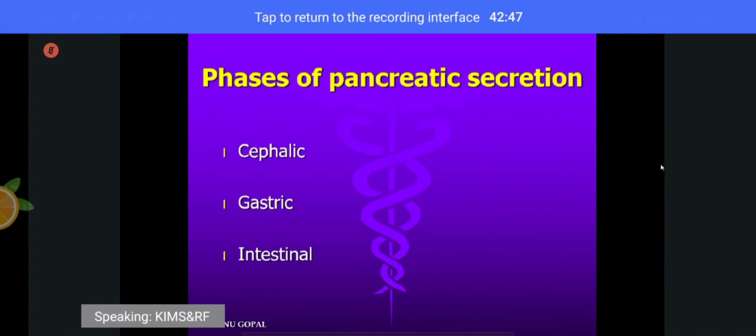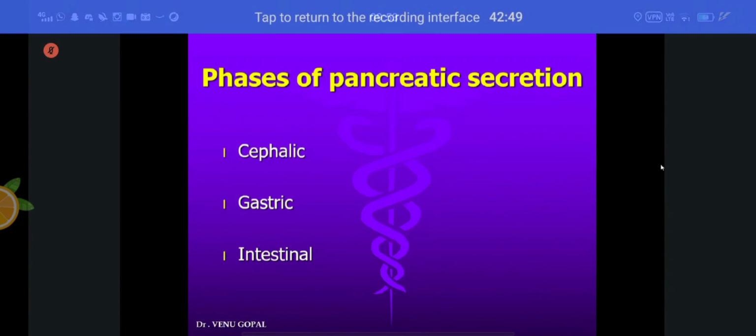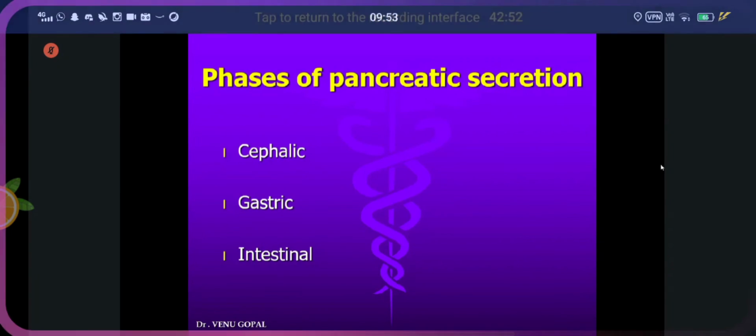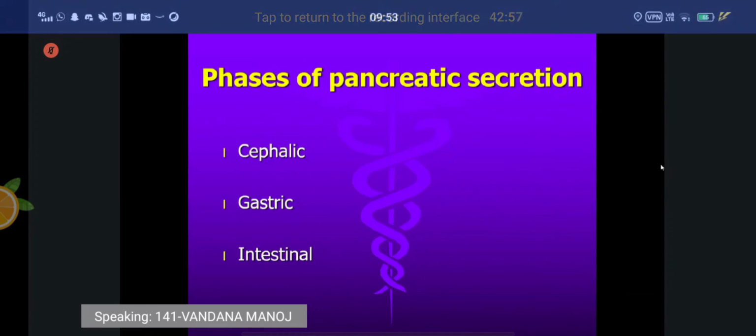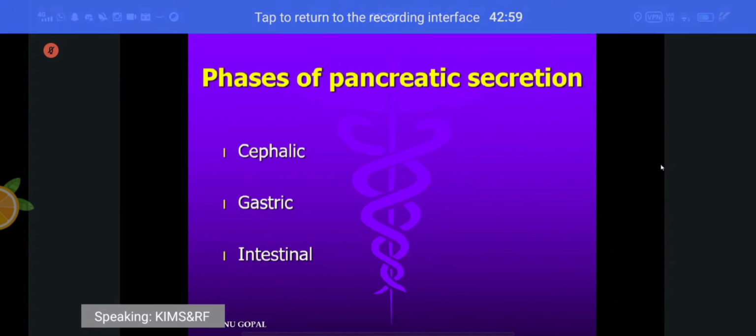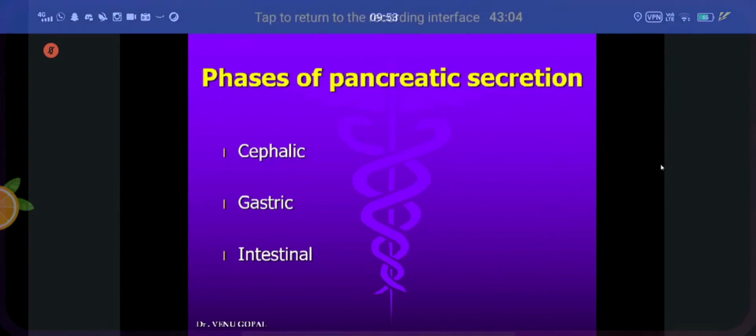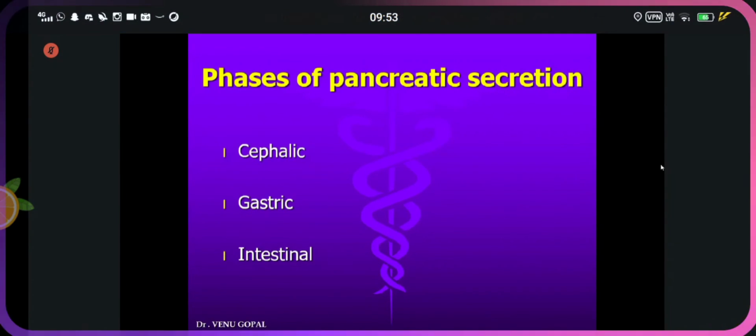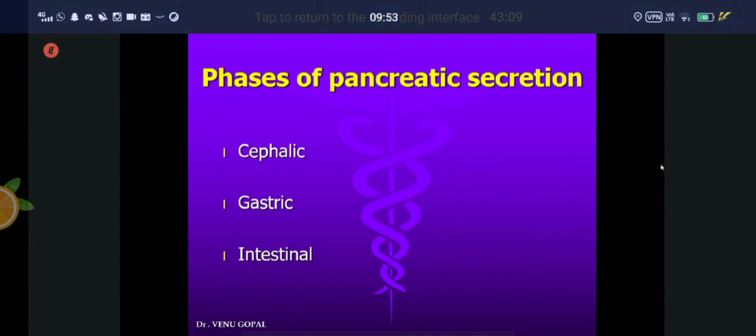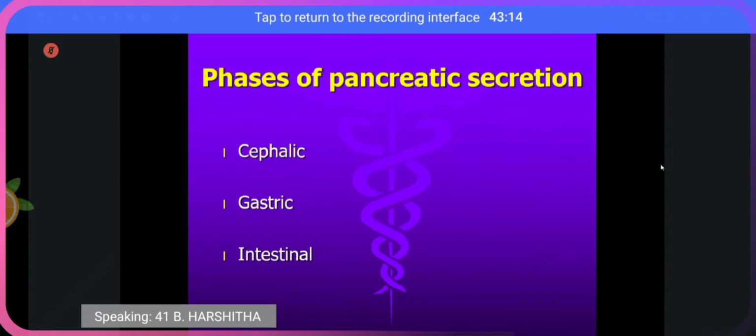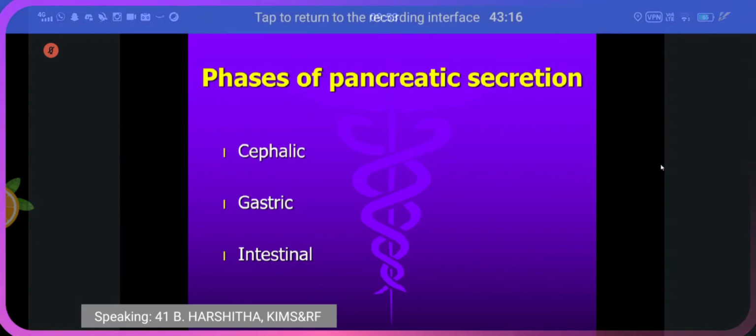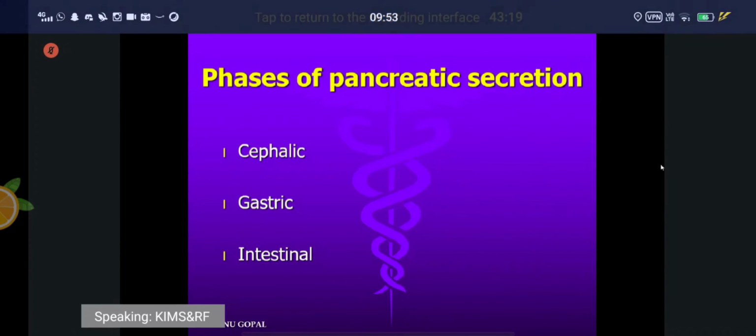Roll number 141. Are you there in the class? Yes, sir. What is the safety mechanism that is designed by the pancreatic juice so that the trypsin is not activated within the pancreas? Yes, roll number 141, you can answer this. What is that safety component that is present to inhibit trypsin?